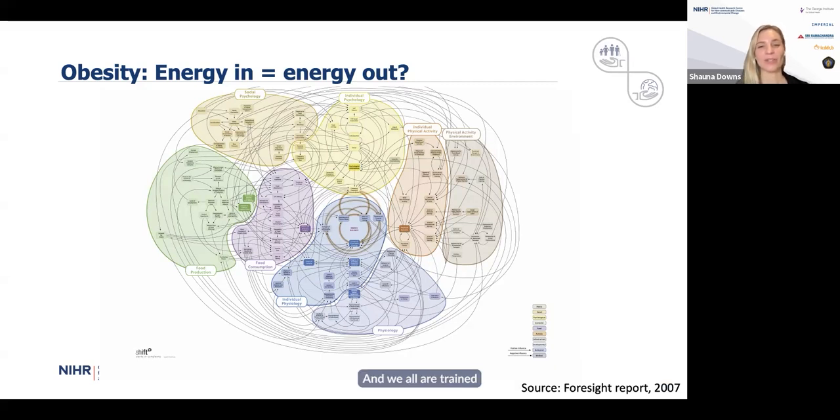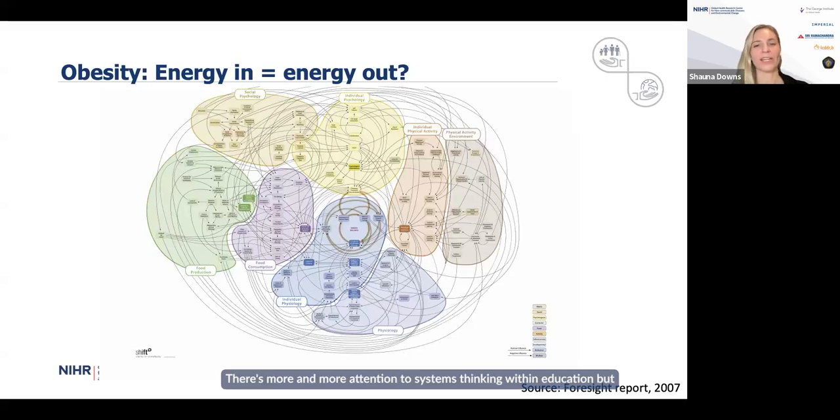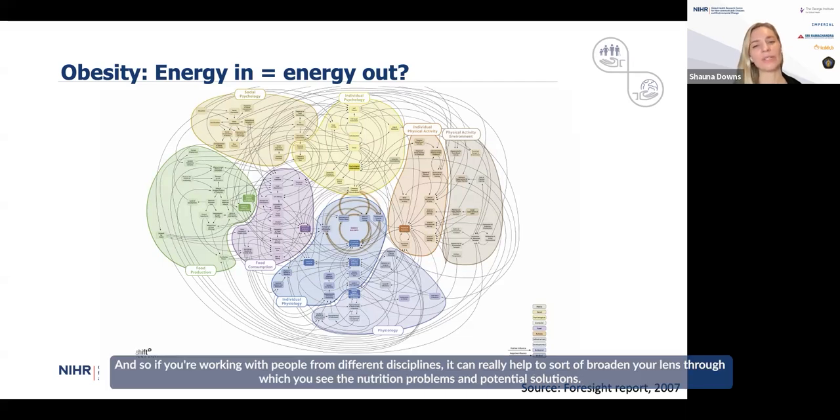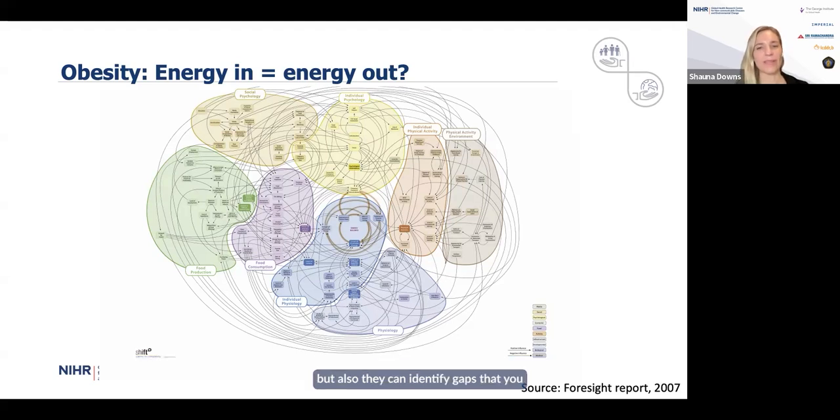We all are trained in whatever discipline we are in a very specific way. There's more and more attention to systems thinking within education, but in general, at least my generation, we were not trained that way. So working with people from different disciplines can really help broaden the lens through which you see nutrition problems and potential solutions. They can also identify gaps that you might not have even thought about.